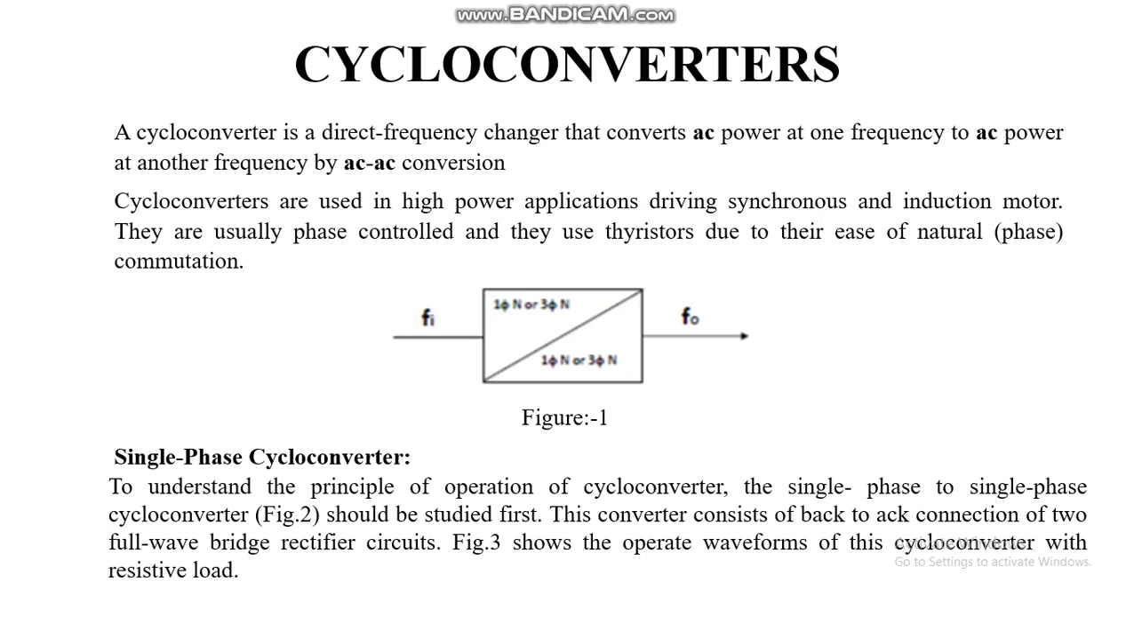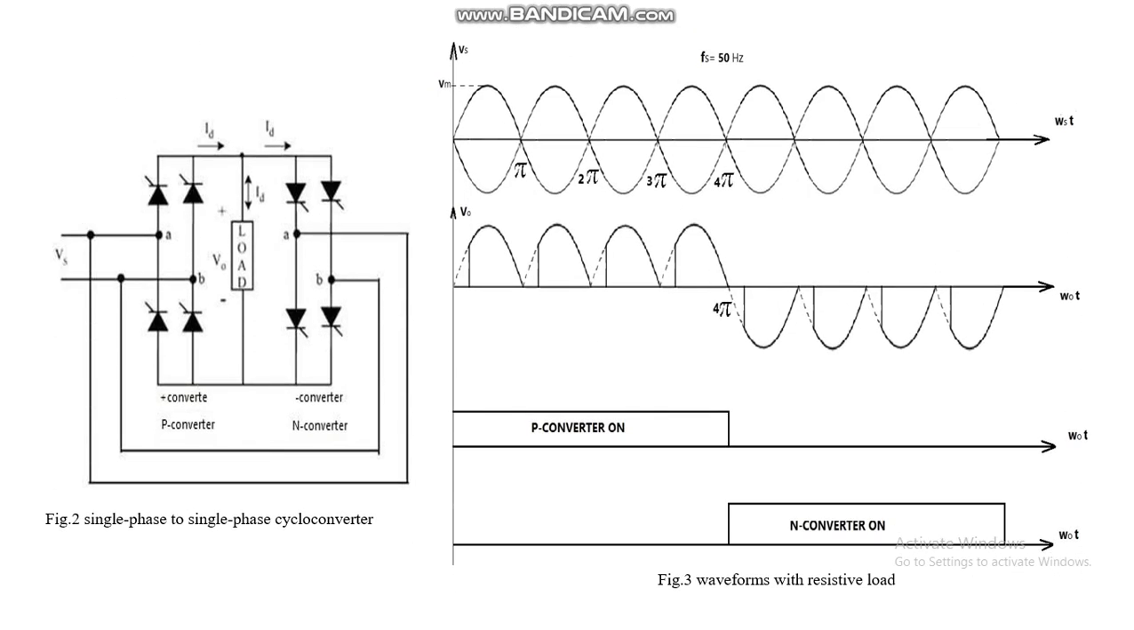This converter consists of back-to-back connections of two full wave bridge rectifiers. You can able to see that in the diagram. Look at this. This is one converter, this is another converter. This converter is called P converter, means positive converter. This converter is called negative converter, N converter. And single phase to single phase conversion takes place using this configuration. So this we can see in the waveforms.